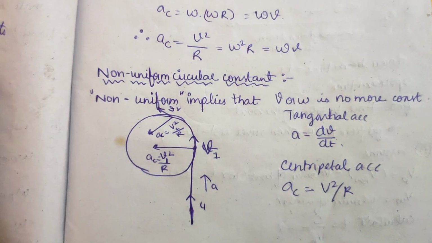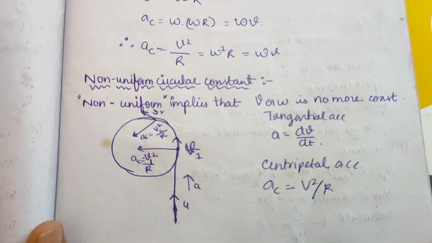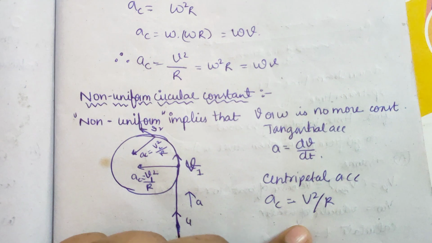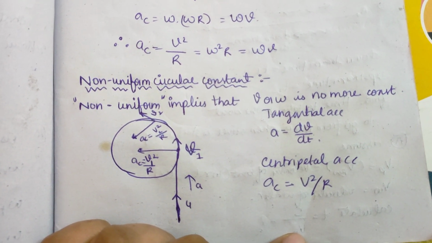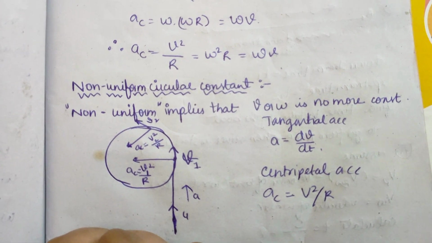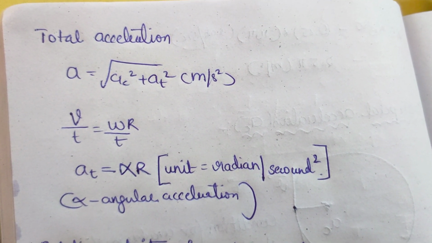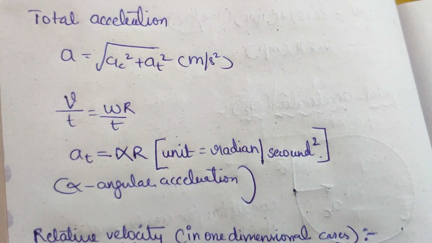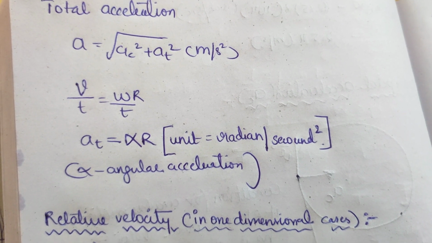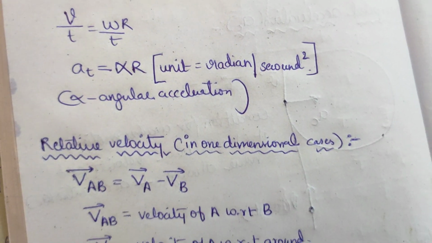Here non-uniform circular motion implies that v or omega is no more constant. Here tangential acceleration a_T equal to dv by dt. Here centripetal acceleration a_C equal to v square by r. The total acceleration a equal to under root a_C square plus a_T square, meter per second square. dv by dt equal to r d omega by dt, so a_T equal to alpha r. Unit radian per second square, where alpha equal to angular acceleration.